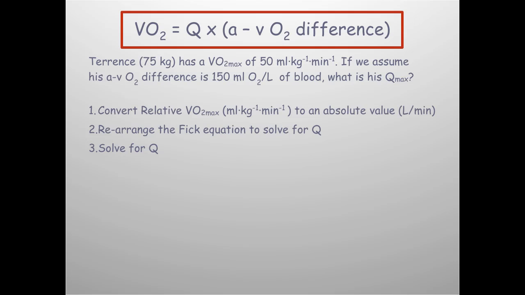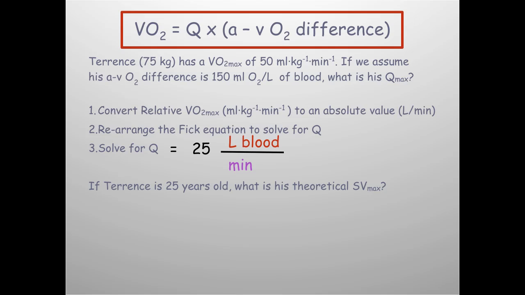We've shown how to figure out Terence's maximal cardiac output, assuming he has an AVO2 difference of 150 mLs of oxygen per liter of blood and a VO2 max of 50 mLs per kilogram per minute. We figured out in the first part of this that his Qmax is 25 liters of blood per minute. If I was to say Terence is 25 years old, what is his theoretical maximal stroke volume? And again, stroke volume is how much blood is ejected from the heart with each beat.